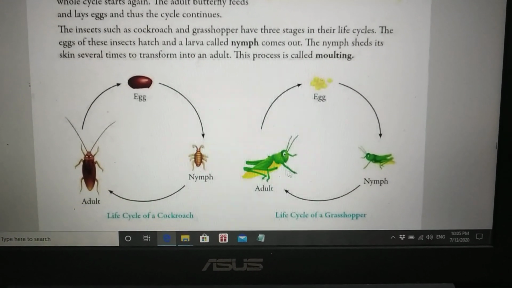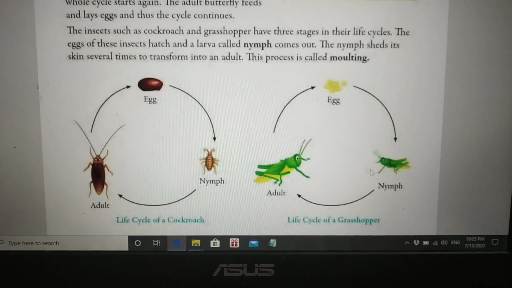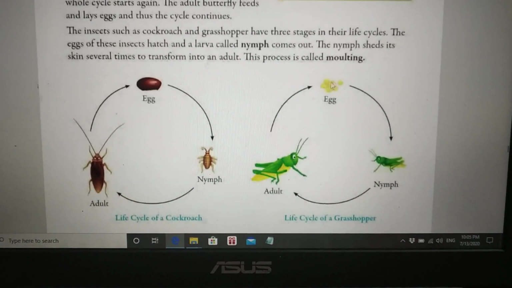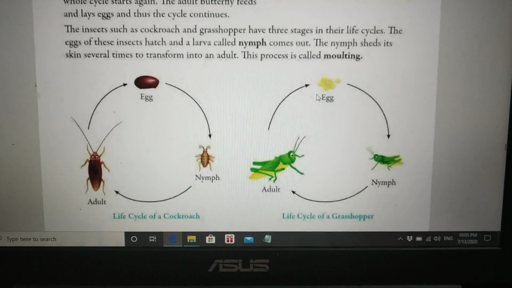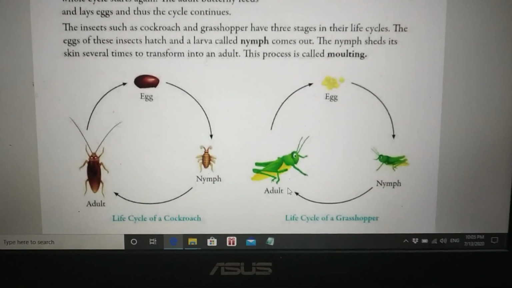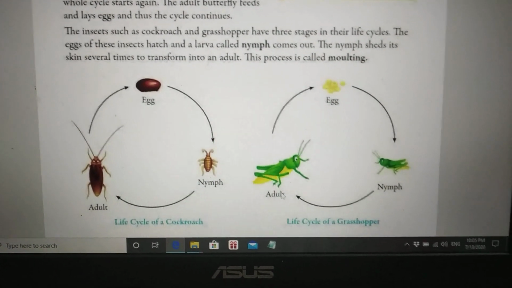It is the same in the grasshopper: eggs, then it grows into a nymph. From the eggs, the shells move out, the body completely sheds the skin, then a nymph comes out, and from the nymph it grows into an adult grasshopper. This is the life cycle.